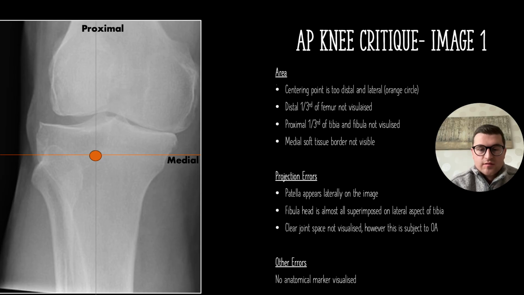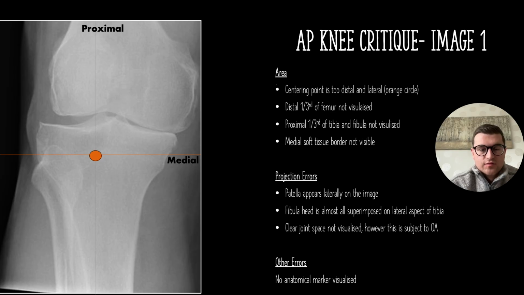So we've assessed our centering point, we've assessed what area should be on it, which this image does not have on. Let's assess the projectional area. So the patella is sitting laterally, it should be in between the medial and lateral femoral condyles. So if it's sitting laterally, we need to internally rotate the leg to bring it central. The fibula head is almost superimposed entirely on the tibia. So once again, by internally rotating that leg, it will bring this out of superimposition.